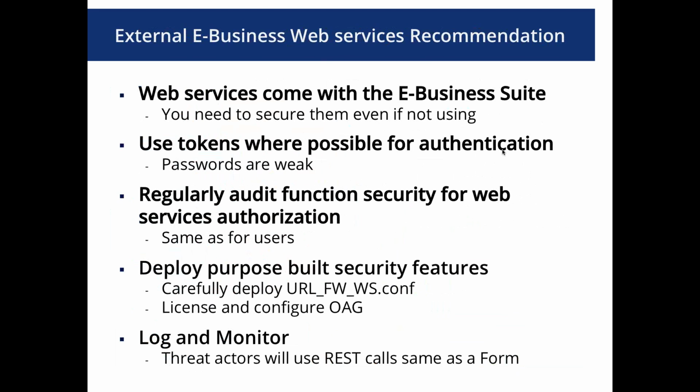Again, whether or not you are deploying web services, you need to make sure that you are not accidentally deploying them. So you need to make sure that your URL firewall web services config file is likewise secured, not only the URL firewall. Remember, two separate files, both need to be configured correctly. License and configure the Oracle API Gateway. I'd also mentioned that the Integrigy AppDefend product could also be considered as an option.